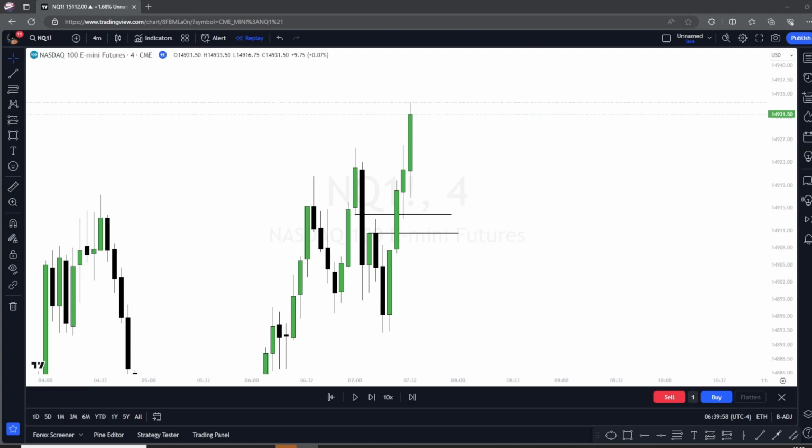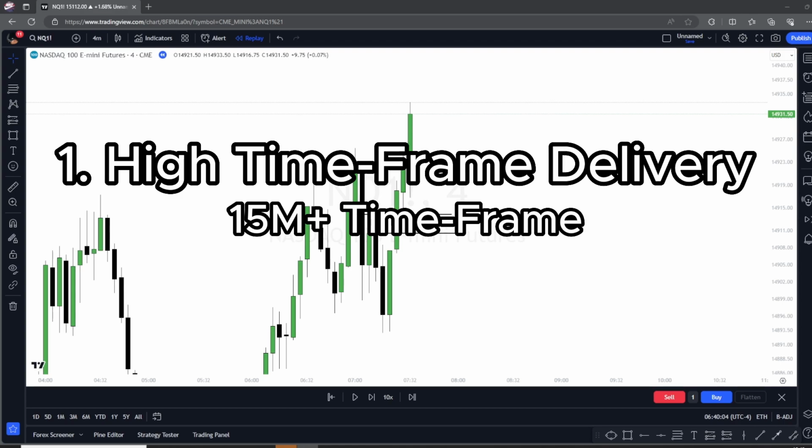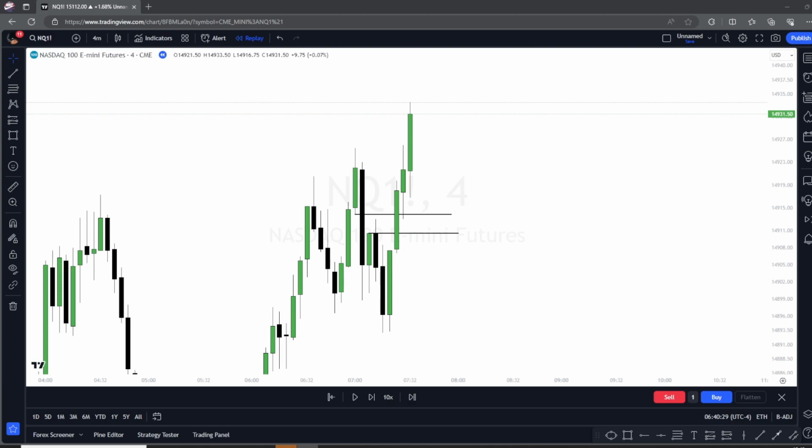So, number one, you always need a high time frame delivery. I must see a 15-minute plus time frame delivery, and that delivery preferably has to align with my bias for that given day. When you trade with the drawn liquidity, the win rate increases drastically. But with screen time and experience, you can go against your bias for short-term scalps and stuff like that. But generally, you should always follow your bias for the highest possible win rate.